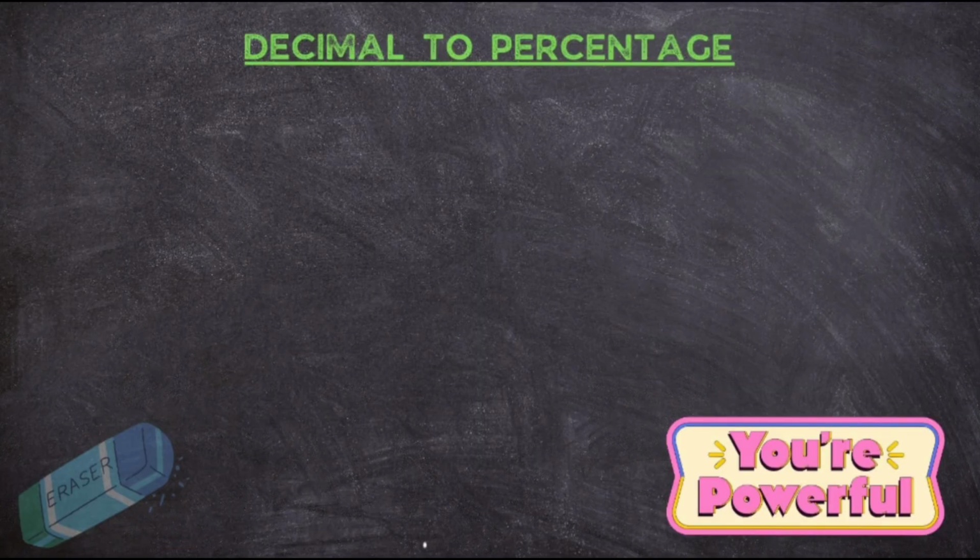So today we are going to learn how to convert a decimal number to a percentage. First, I'll take the first question, which is 0.75. Now when you are given a decimal number and you have to convert it to a percentage, the first thing you always have to do is convert this decimal to a fraction, which you already know.